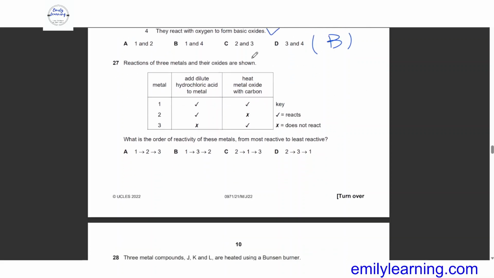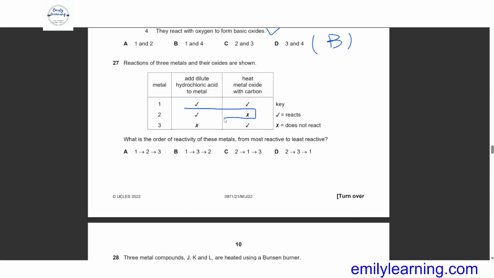Next, reactions of 3 metals and their oxides are shown. So what is the order of reactivity of these metals from most reactive to least reactive? If you add dilute acid, the one that is the most reactive will react with acid. Next, this one is a reduction reaction where you heat the metal oxide with carbon. The less reactive the metal, the more readily this reaction takes place. So we know that the one that reacts with acid but does not undergo reduction is the most reactive.